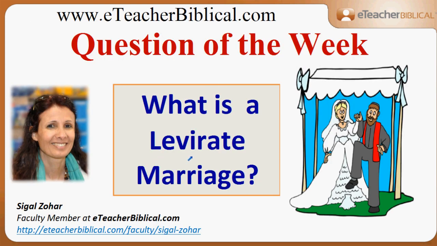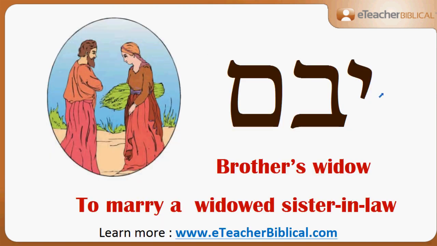So in English, it is called the levirate marriage. It seems like it is derived out of the word Levi. But in fact, this is a Latin word, which is levir, and the meaning is the husband's brother. Let's see what happens in the Hebrew, because we did not see this word in Hebrew at all. In Hebrew, the root is yabam, yod bet mem. The meanings are brother's widow, and also the custom of marrying a widowed sister-in-law, like in the case of Tamar.